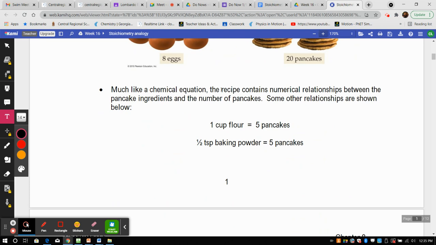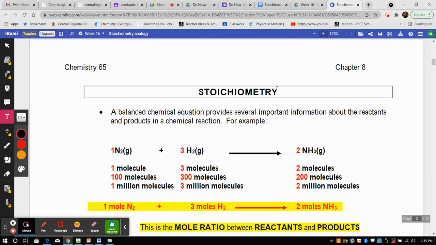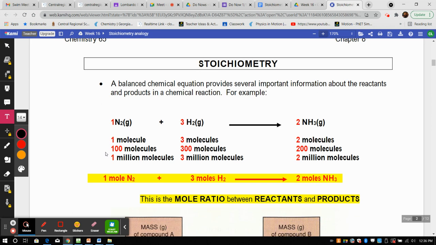So again, just much like a chemical equation, but the deal is that your chemical equations have to be balanced. They have to be balanced, or otherwise this doesn't quite work. So in a balanced chemical reaction right here, like N2 plus 3 H2 is going to yield 2 NH3, we have one molecule of N2 for every three molecules of H2, and it would give us two molecules of NH3, and then they just increase the numbers.